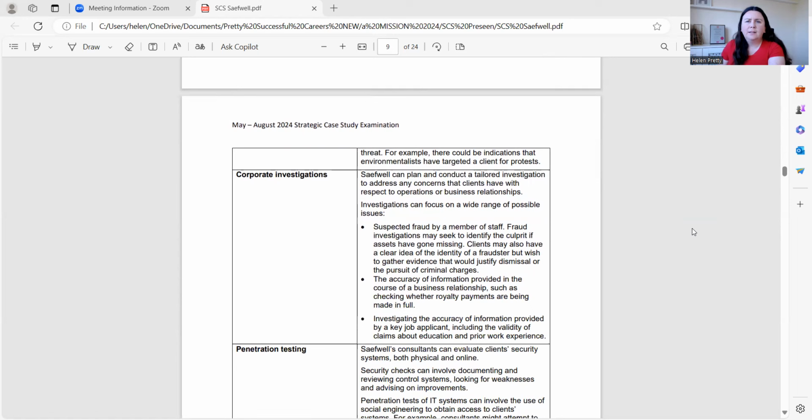Saefwell can plan and conduct a tailored investigation to address any concerns that clients have with respect to operations or business relationships. Investigations can focus on a wide range of possible issues. Issue 1, suspected fraud by a member of staff. Fraud investigations may seek to identify the culprit if assets have gone missing. Clients may also have a clear idea of the identity of a fraudster, but wish to gather evidence that would justify dismissal or the pursuit of criminal charges.